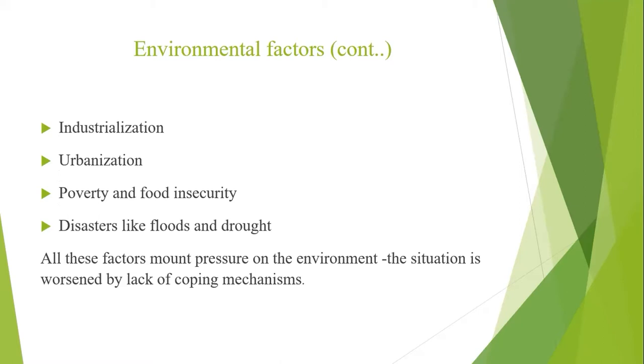Again, urbanization, because our cities have expanded and the areas where we had vegetation improving our climate are already paved. Poverty and food insecurity are again a major problem as the peasants and rural people try to farm.